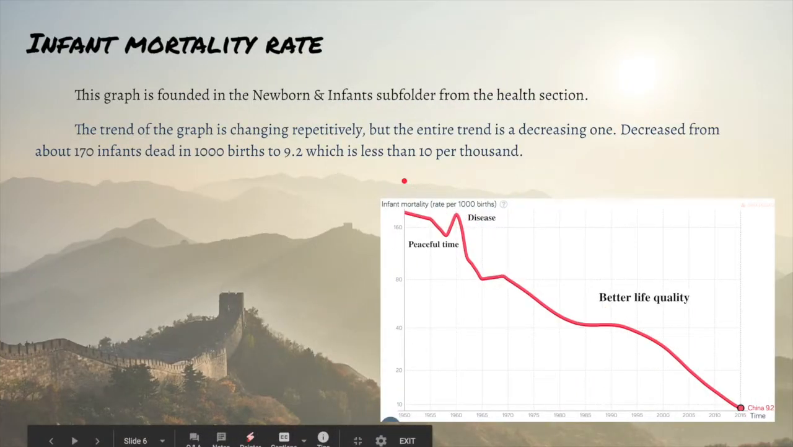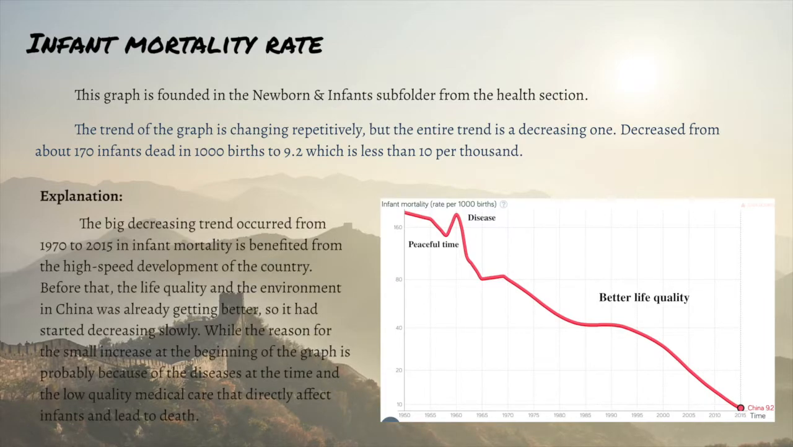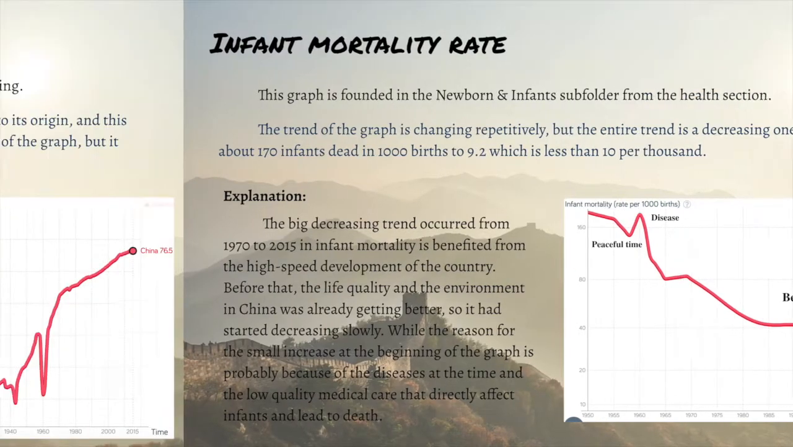Infant mortality rate. The graph is found in the newborn and infant subfolder from the health section. The big decreasing trend occurred from 1970 to 2015 in infant mortality. It benefited from the high-speed development of the country. Before that, the life quality and the environment in China were already getting better, so it had started decreasing slowly. The small increase at the beginning of the graph is probably because of the disaster at the time and the low-quality medical care that directly affected infants and led to death.